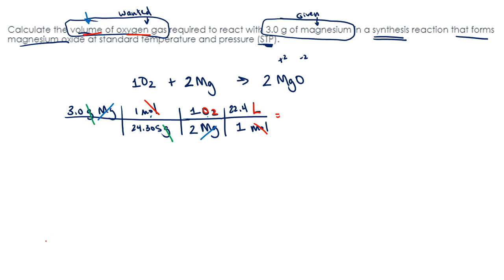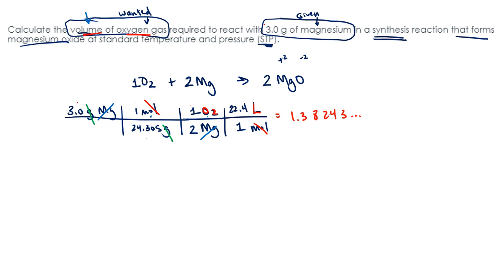So now we're going to calculate, and we can do 3 times 1 times 1 times 22.4 divided by 24.305 divided by 2 divided by 1. Or we can go 3 times 1 divided by 24.305 times 1 divided by 2 times 22.4 divided by 1. Either way, it's going to get you the right answer. 3 times 1 divided by 24.305 times 1 divided by 2 times 22.4 gives us 1.38243, so many decimal places.